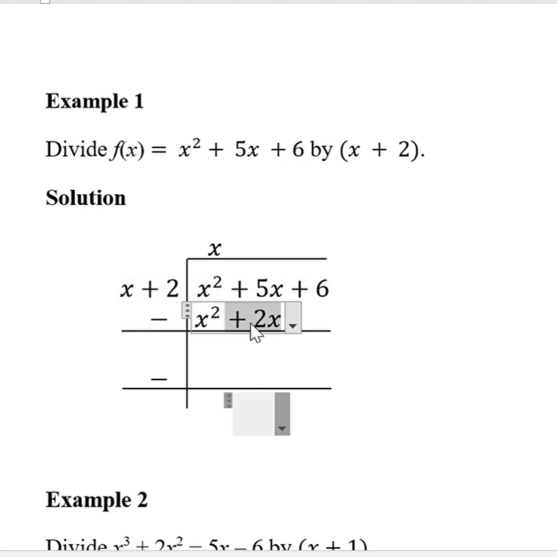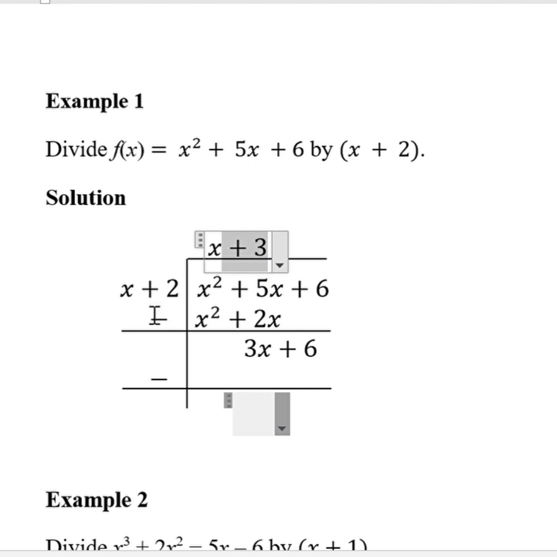5x minus 2x gives you 3x. Write it here. Bring this plus 6 down. Then consider this first term, 3x, divided by this first term, x. You get plus 3. Write it here.